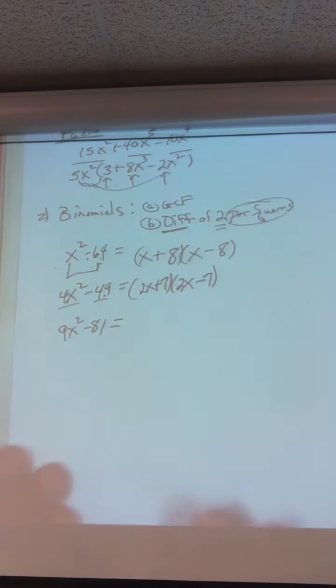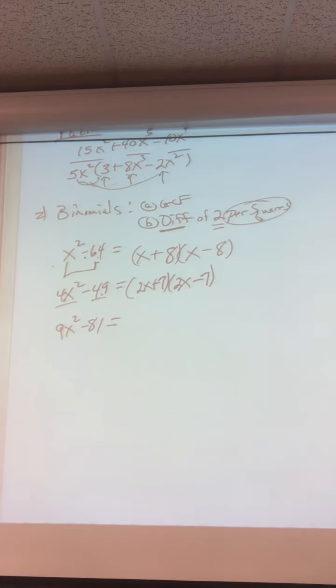Now, this one is a little unique because first, it is the difference of two perfect squares. However, it also has a GCF. Now, remember in mathematics, order matters, the order in which you do things. So if this problem has a GCF and is a difference of two perfect squares, you have to do these in the right order. So we're going to always do the GCF first, if it has one.